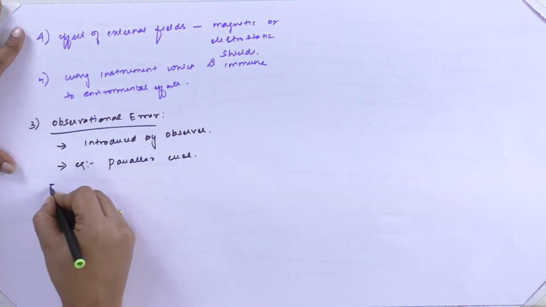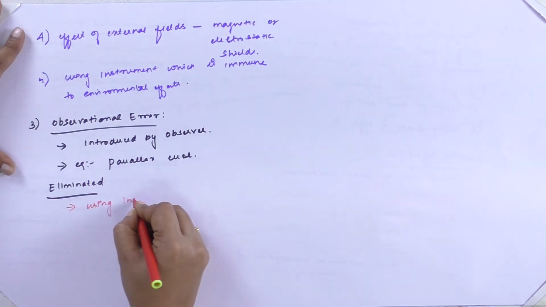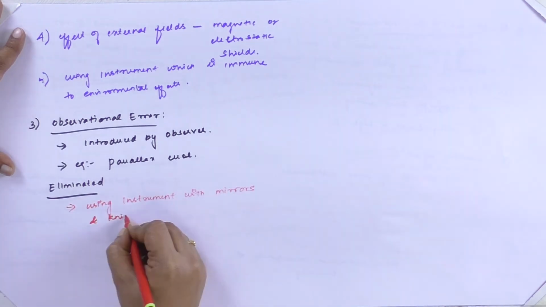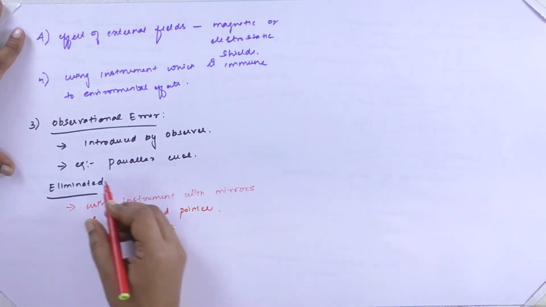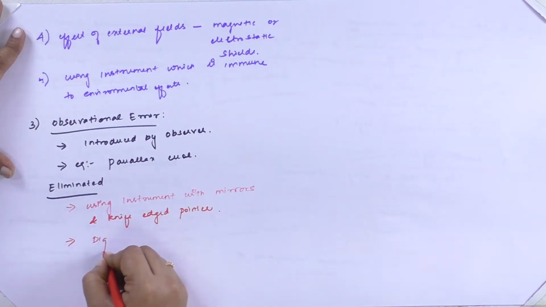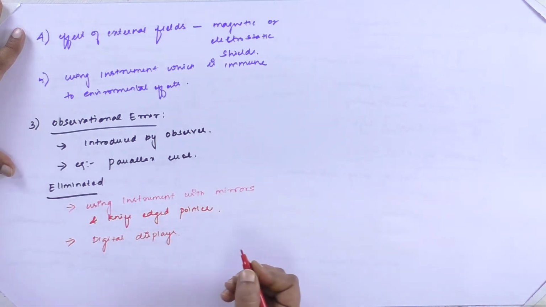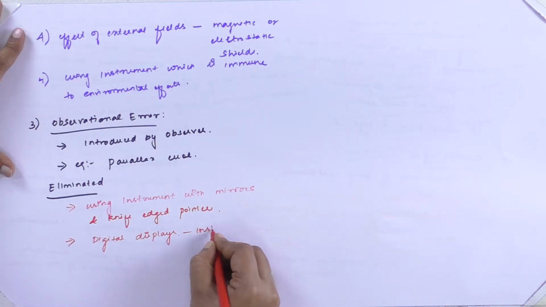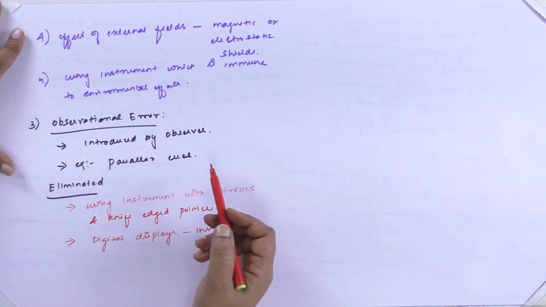So, this observational error can be eliminated by using instruments with mirrors and knife-edged pointers in order to remove this parallax error. The second one: now there are many digital instruments available. So, this can be reduced by using instruments with digital displays. The instruments with digital displays can be used for reducing this observational error.